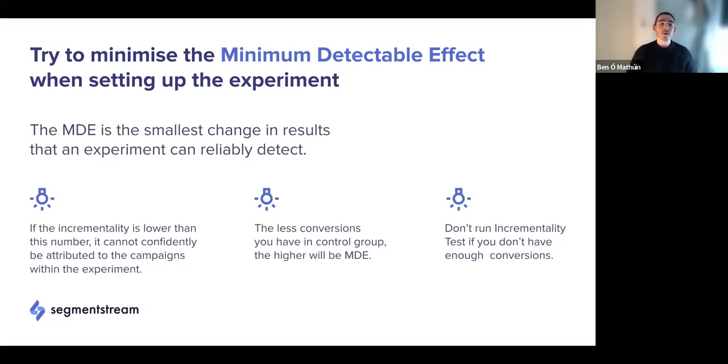So the minimal detectable effect is essentially giving you an understanding of, can I launch this incrementality test? Or perhaps if I launch it, what are the chances that the minimal detectable effect will be reached? This may become a little bit clearer when we go through a couple more slides and of course the platform itself.